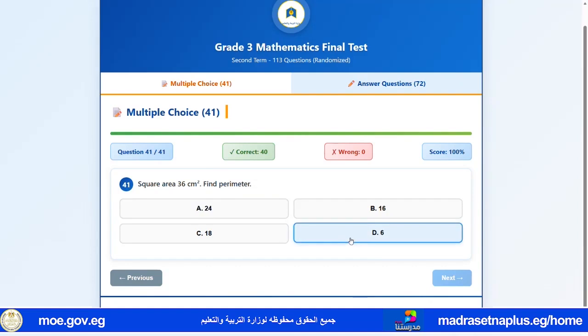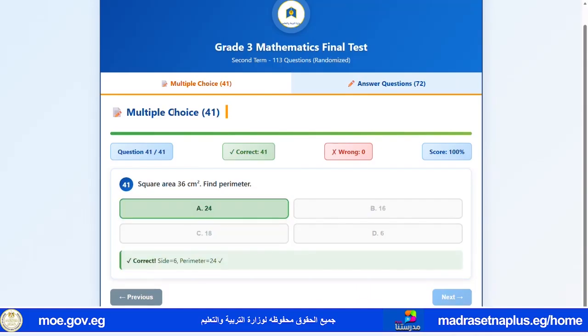Side is 6. Don't choose 6. 6 is a side, but we don't need a side. We need what? The perimeter. So, first step, S equals 6 centimeters. Side equals 6 centimeters. So, if we know the side, it's easy, we know the perimeter. Now, 6 times 4, it will be 24.